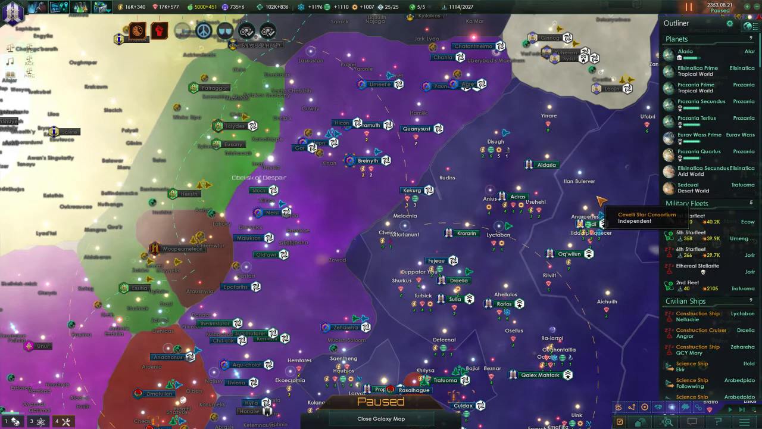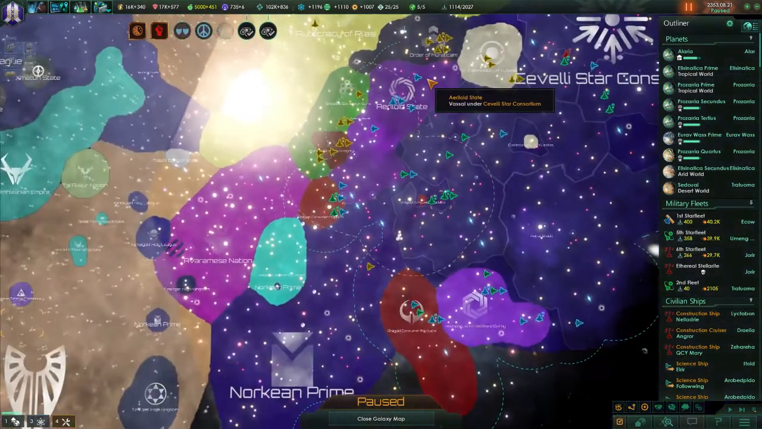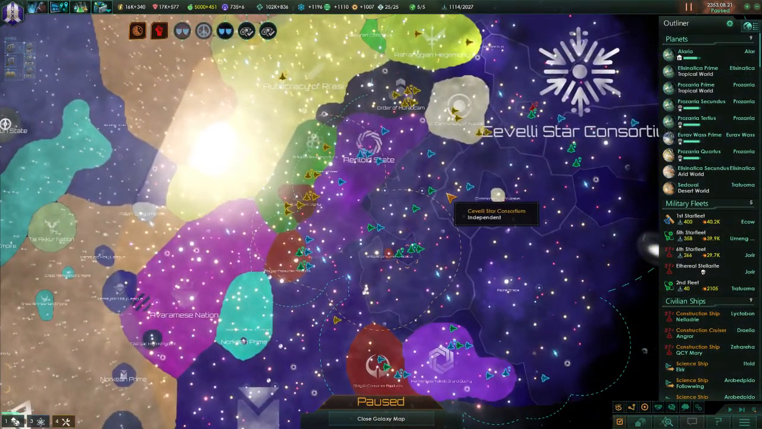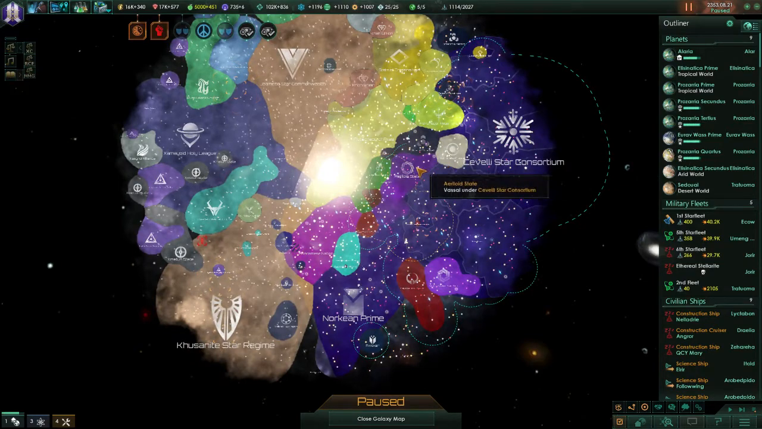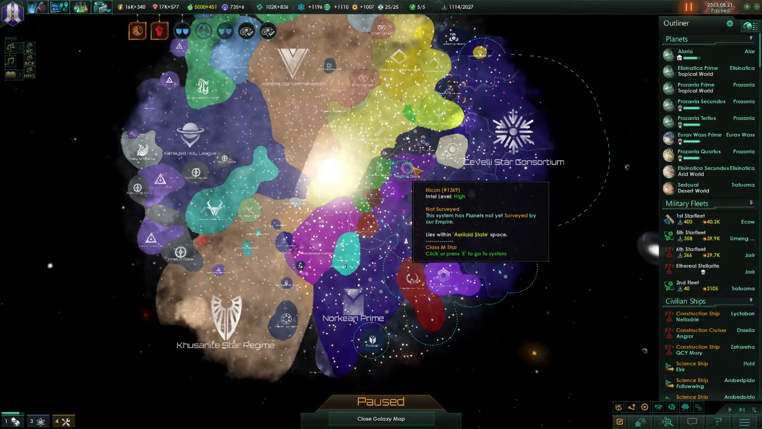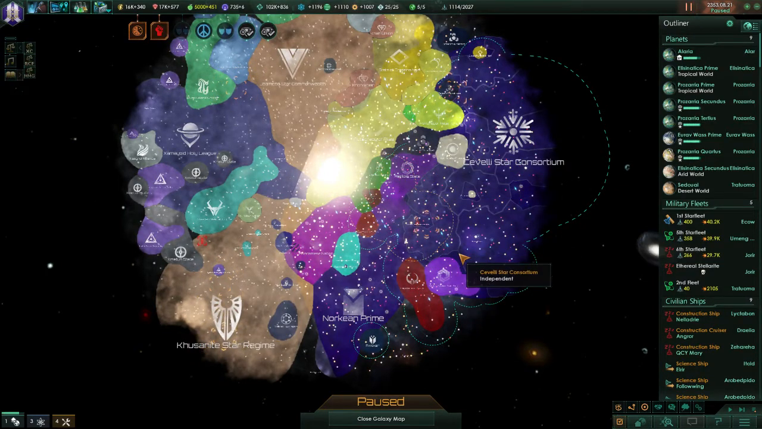And what will happen after you integrate them is their whole country will become a part of your country. So there won't be their own city-state, or their own state anymore. They will join the Savelli Star Consortium. Their empire will literally be the same color as mine after that.